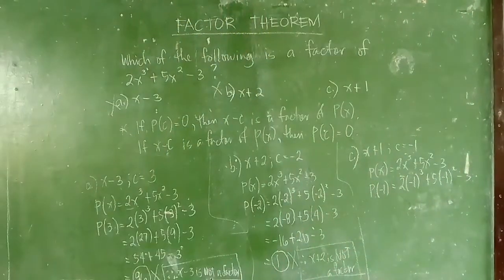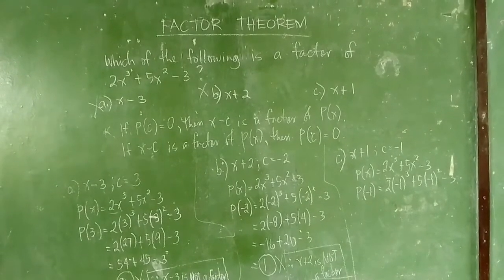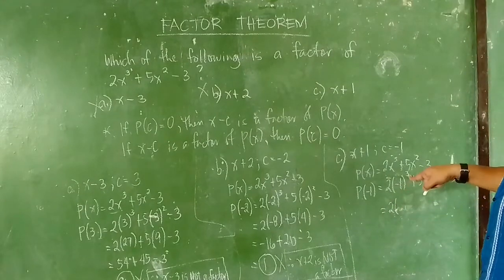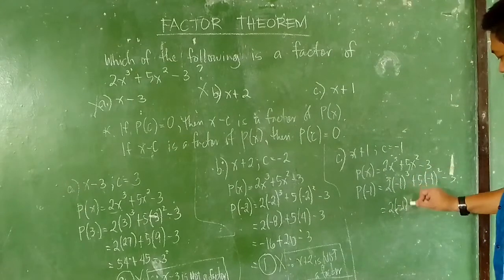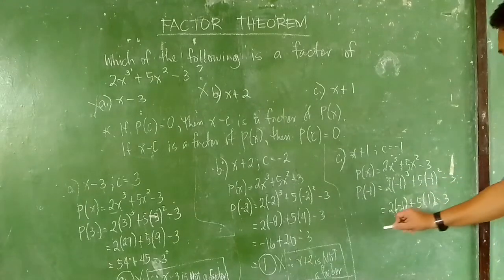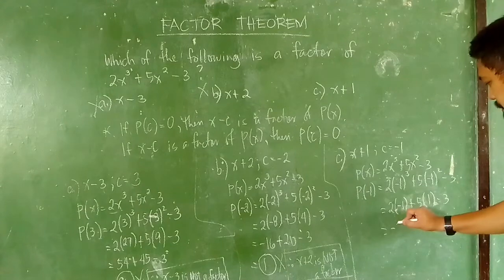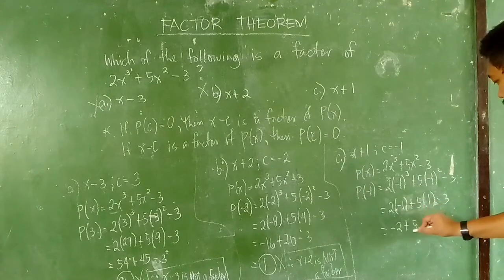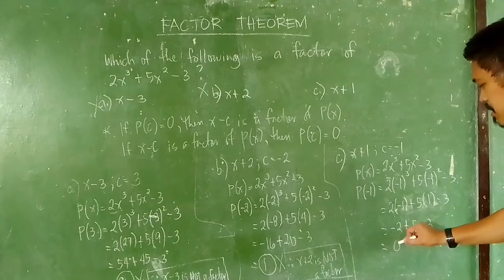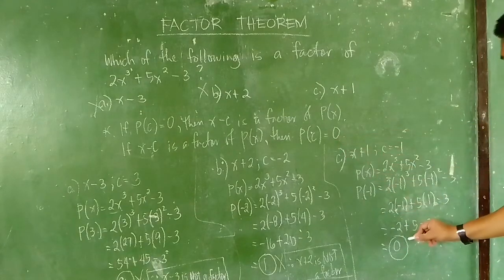Okay, so sana nasusundan. Now, solve natin ngayon dito. So negative 1 quantity cubed would still be negative 1. Dito naman, negative 1 squared would be positive 1. Minus 3. So, multiply lang natin. 2 times negative 1 is negative 2. This would be plus 5 minus 3. Ayan. So, 5 minus 2 is 3. Minus 3, 0. Ayun! So, nag-0 siya. So, na-satisfy natin yung theorem.